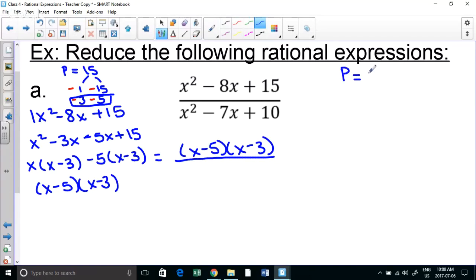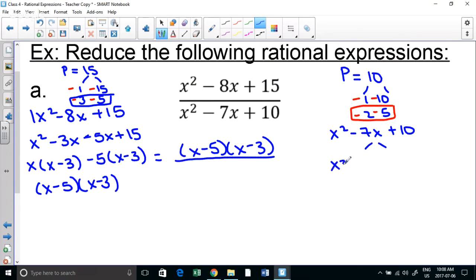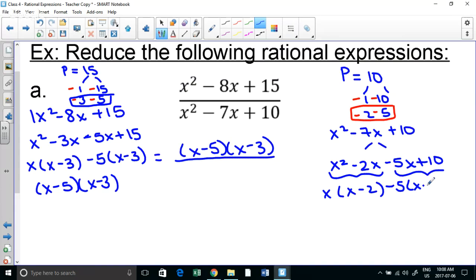So my product is 10. So I have 1 and 10, 2 and 5. My sum is negative, meaning these are all negative. And I have these 2. So x squared minus 7x plus 10 separates into x squared minus 2x minus 5x plus 10. I remove the x, remove the 5, I regroup.